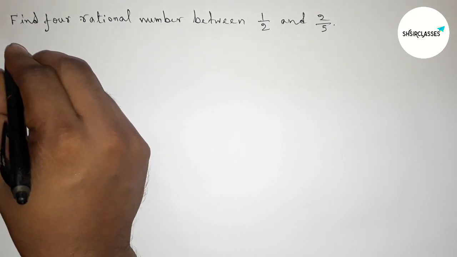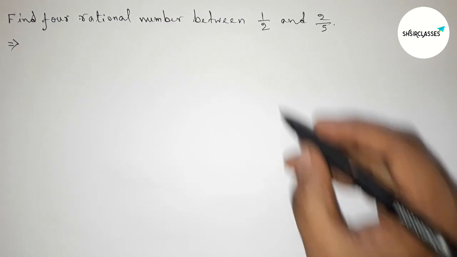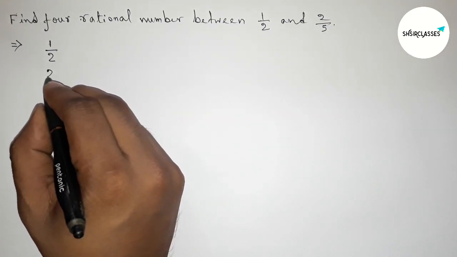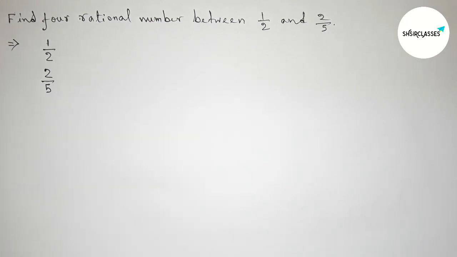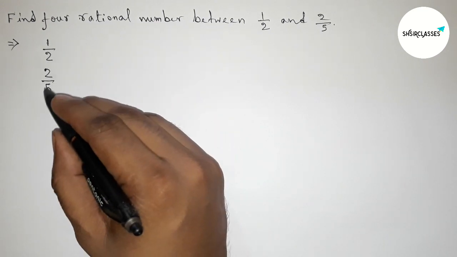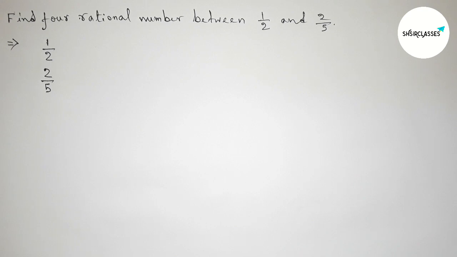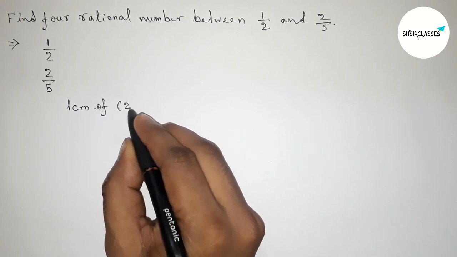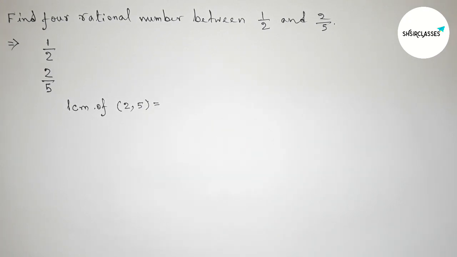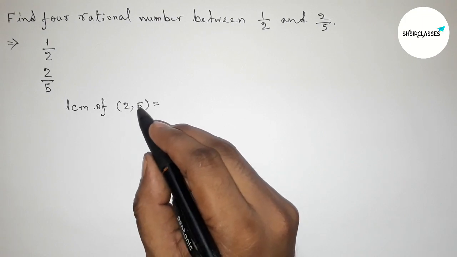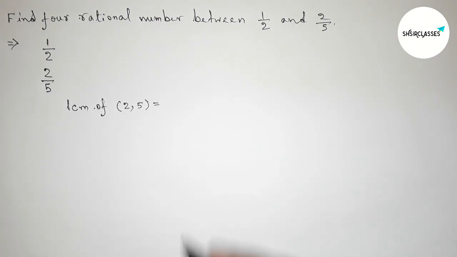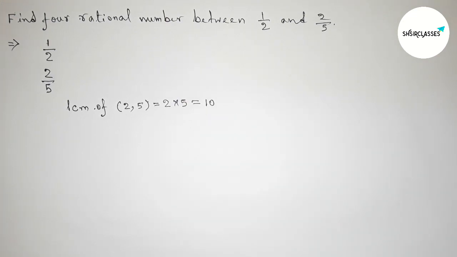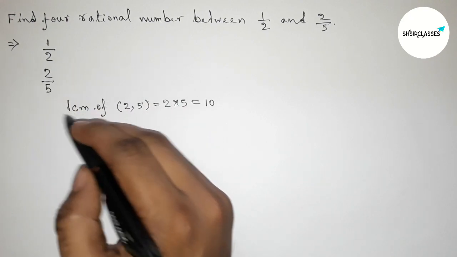So first of all, let us solve this problem here. The first rational number given is 1 by 2 and the second one is 2 by 5. Both the denominators are not the same, so we have to make the denominators equal. For that, first we have to find the LCM of 2 and 5. We know that 2 and 5 are prime to each other, so their LCM will be their product. 2 into 5 is 10. So LCM equals 10. Now we have to make the denominator 10.